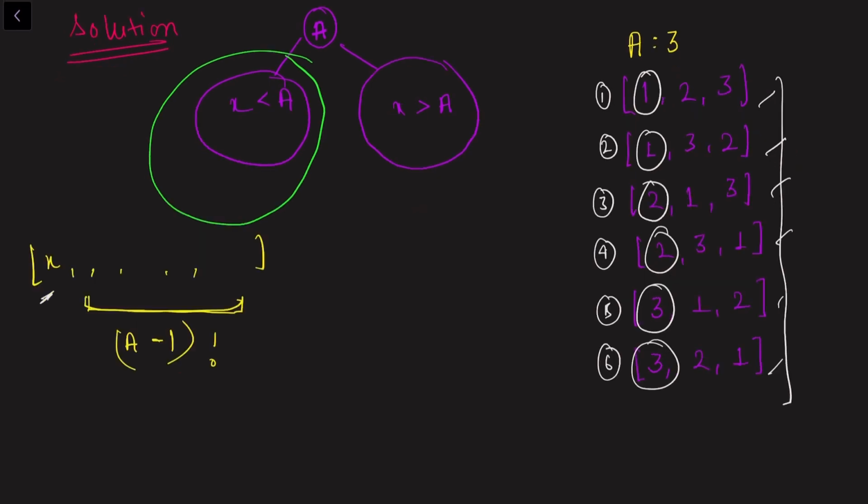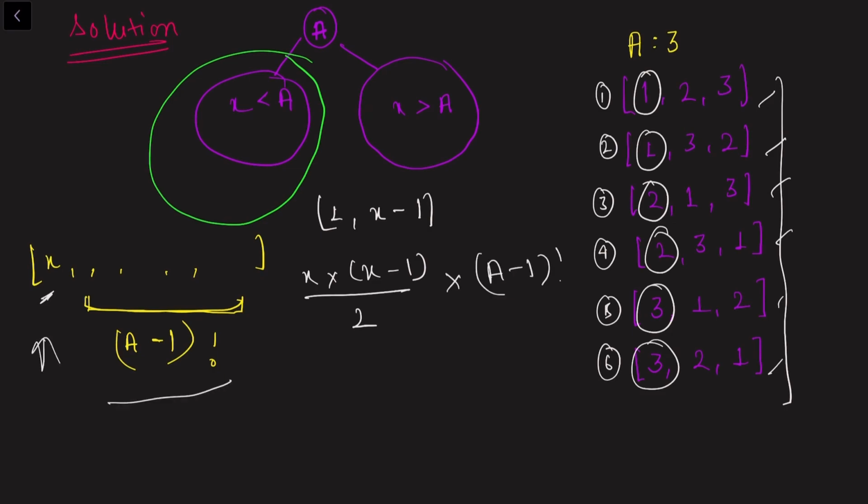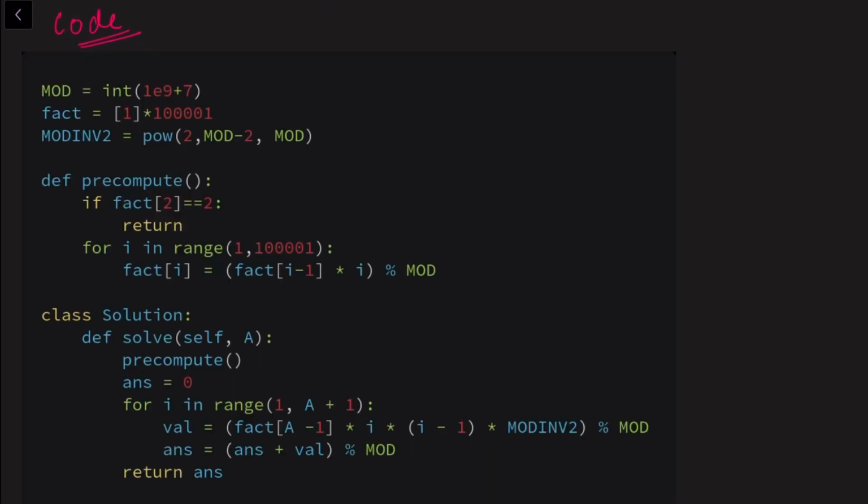Now for any element x, the sum of all the values from 1 to x minus 1 will be x into x minus 1 by 2, and I'll multiply it with a minus 1 factorial, because I can have this permutation a minus 1 factorial times with x as the root element, right? Now let us talk about the code. So our formula was we need to iterate from 1 to a, and for each number x we are using this formula x into x minus 1 by 2, and we are multiplying it with a minus 1 factorial, right? So that is basically what we are doing here.